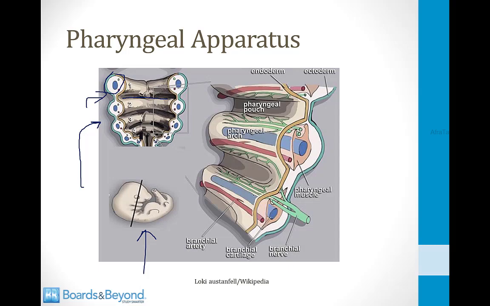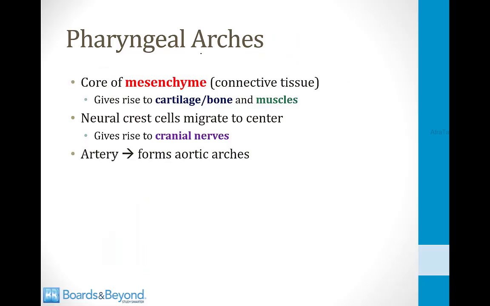Also shown in this drawing, if you look at the right side of the screen, is the fact that the inside of the embryo, which contains the pharyngeal pouches, is made up of endoderm, and the outside of the embryo, which contains the pharyngeal clefts, is made up of ectoderm. In another video, I'll talk about the pharyngeal clefts and pouches, but in this video, we're going to focus on the arches.